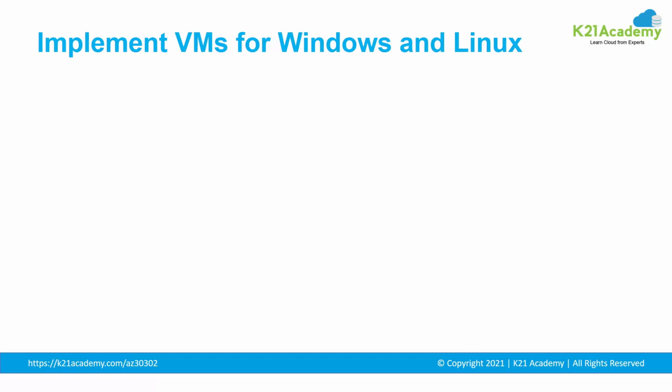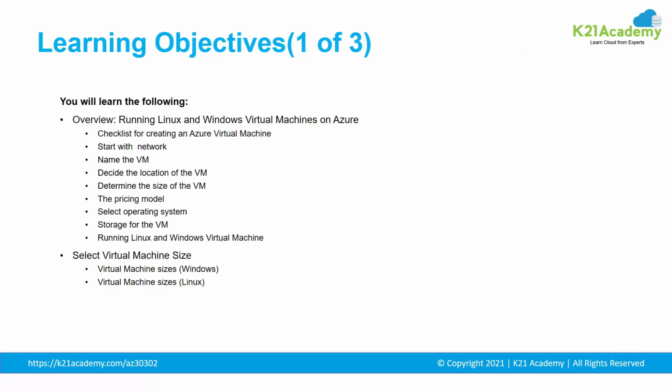So this is module 2, where we will talk about implementing VMs for Windows and Linux workloads. This includes dedicated host, scale sets, disk encryption, and high availability. So these are some of the learning objectives.